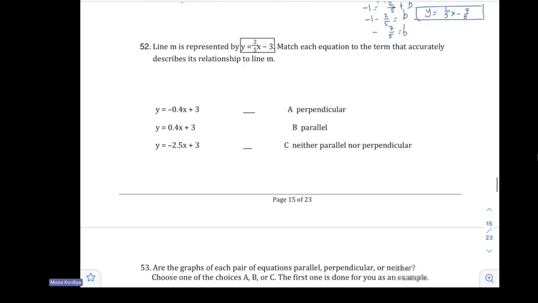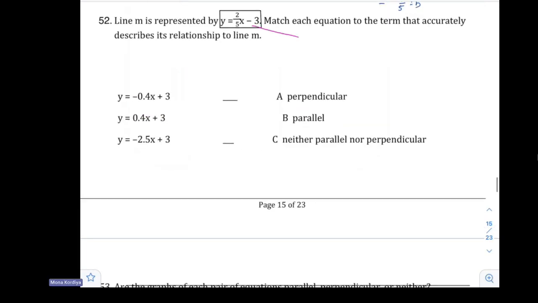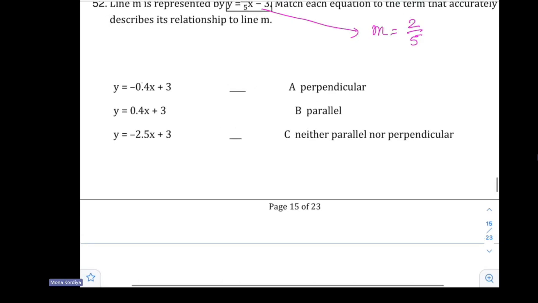Now we need to match the equation with the relation with the slopes. Here the slope is 2 over 5. Let's see what is required. Match each equation to the term that accurately describes the relationship to line M. Here, the slope is negative 0.4. Here, this is the slope. These are the slopes. It's ready. We don't need to solve for y because all of them are written in slope-intercept form.